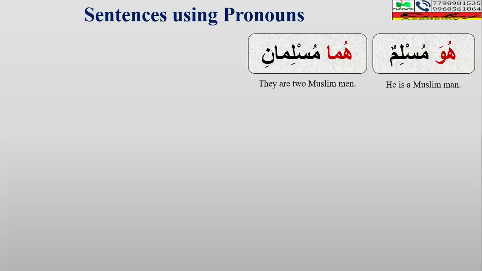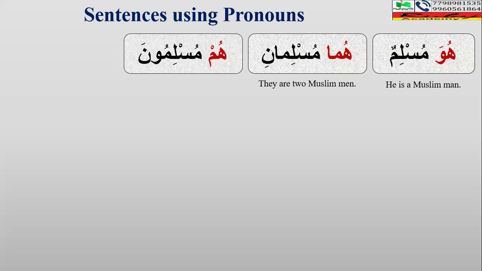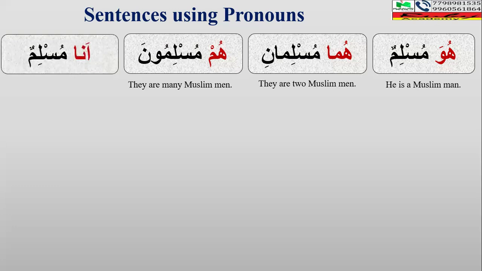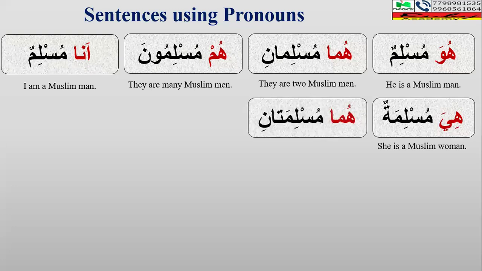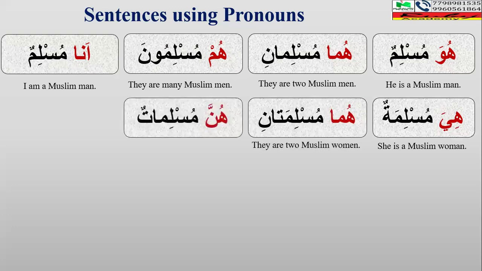Don't worry about the noun, we are going to learn that later. You just understand the use of pronouns in the sentence. Hum Muslimuna, they are many Muslim men. Ana, I'm a Muslim man, will take later. Hiya Muslimatun, she is a Muslim woman. Huma Muslimatani, they are two Muslim women. Hunna Muslimatun, they are many Muslim women.